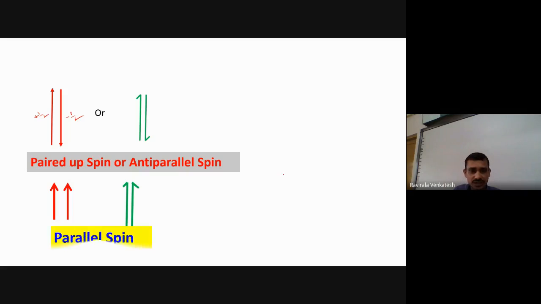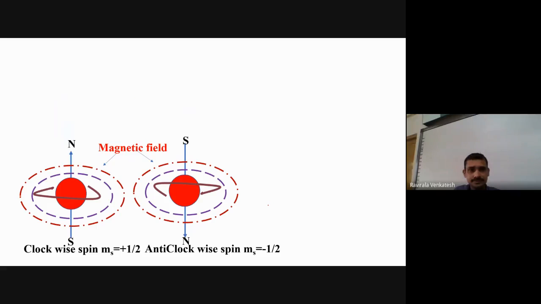In this way we can also show parallel spin. Parallel means the same direction. These are in the same direction and these are in the opposite direction. Same and opposite directions are there. You can show like this also, how it is moving.